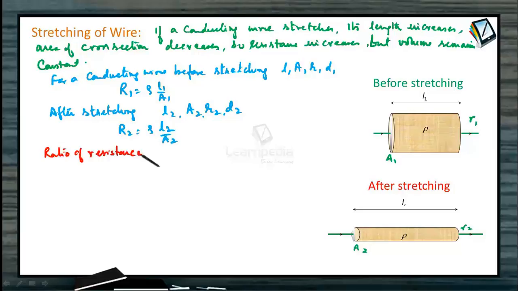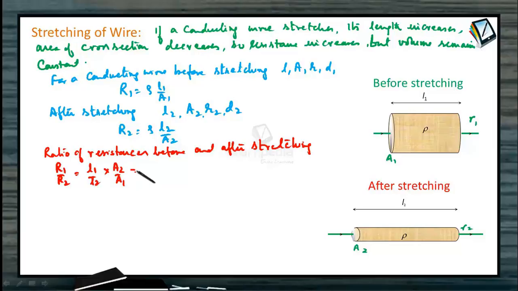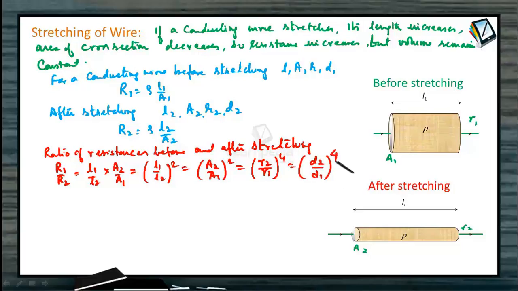Ratio of resistances before and after stretching: R1 by R2 is equal to L1 by L2 into A2 by A1. That is equal to (L1 by L2) whole square. That is equal to (A2 by A1) whole square. That is equal to (R2 by R1) to the power 4, or in terms of diameter, (D2 by D1) to the power 4.